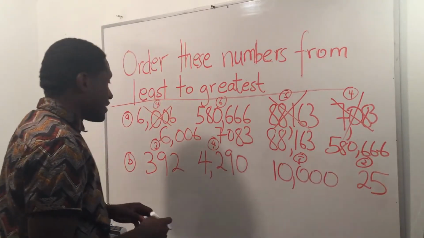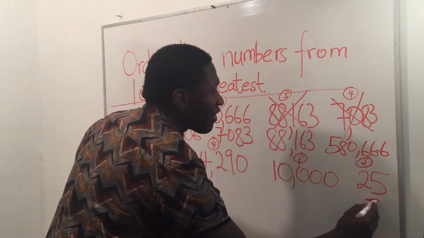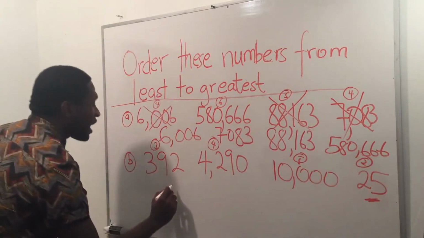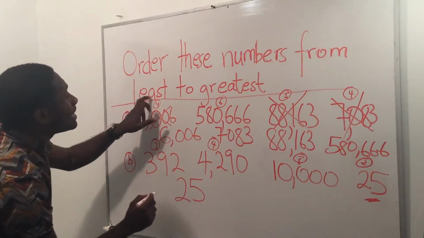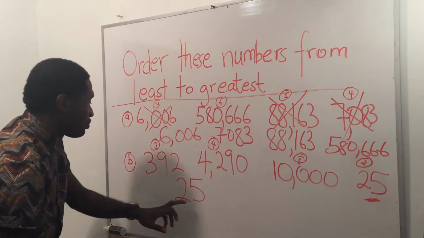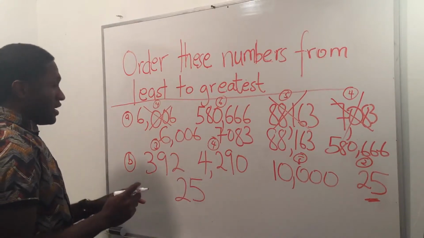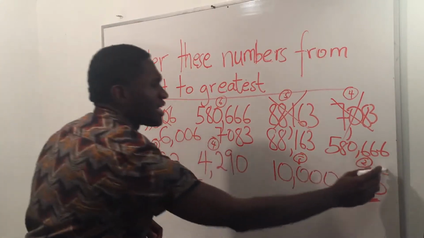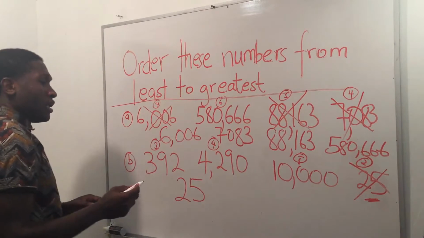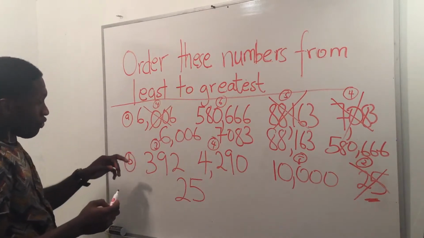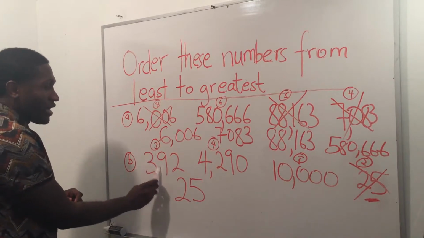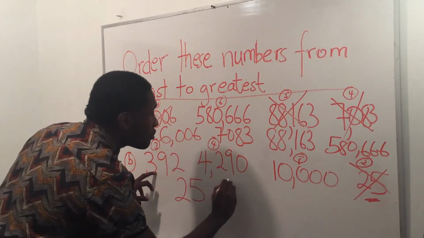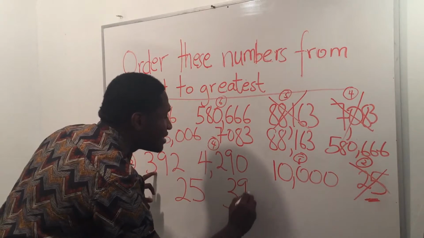So the lowest one that I see is what? It's the 25. So that means I have to start with 25, because I'm doing, again, from least to greatest, right? So I have my 25. And the next one, so let me just cancel so I know I'm done. The next one with the fewer digits is what? 3 digits right here. So 392. So I know for sure that should be next.